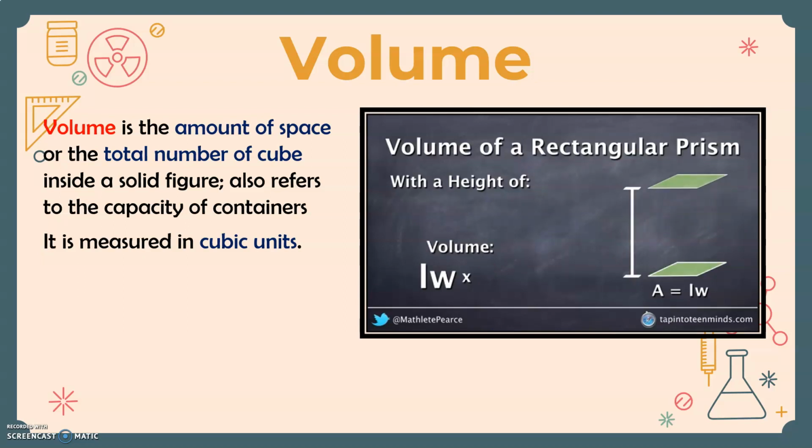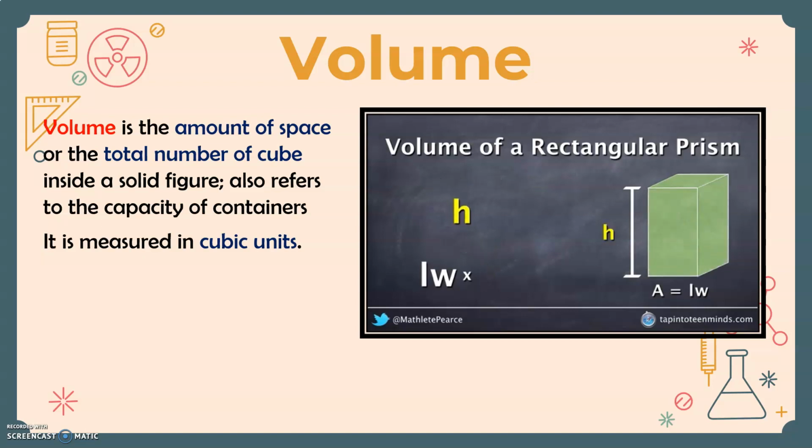In this case, we're going to use the variable h. And thus, the volume of a rectangular prism can be found by multiplying the area of its base times its height, or in other words, taking the length times the width of the base times the height.